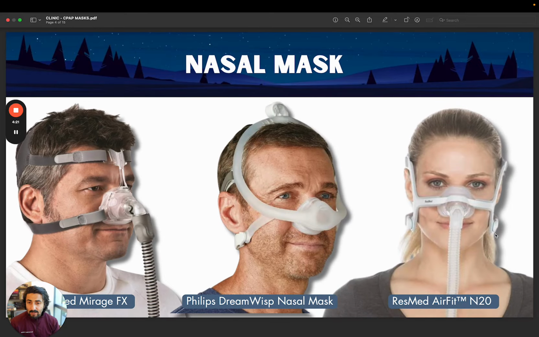The third kind of mask is called a nasal mask. This is a very commonly used mask as well. You can see how this covers the nose in its entirety.